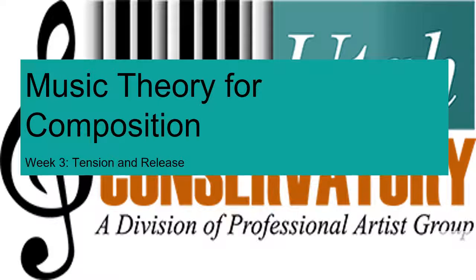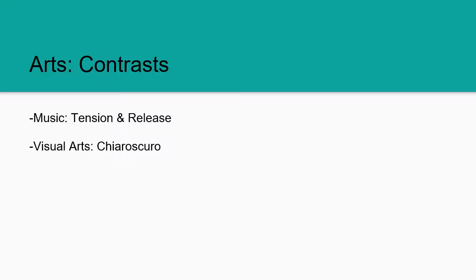Today we're going to be talking about contrasts in the arts, and in particular we're going to be talking about how we build tension and release tension in music. Most, if not all, forms of art have some sort of contrast within them. Music we'll talk about in a little bit: the use of tension and the release of that tension. In visual arts we have different lights and different darknesses. We'll talk specifically about a style of painting called chiaroscuro, and in the literary arts we have conflict and resolution.